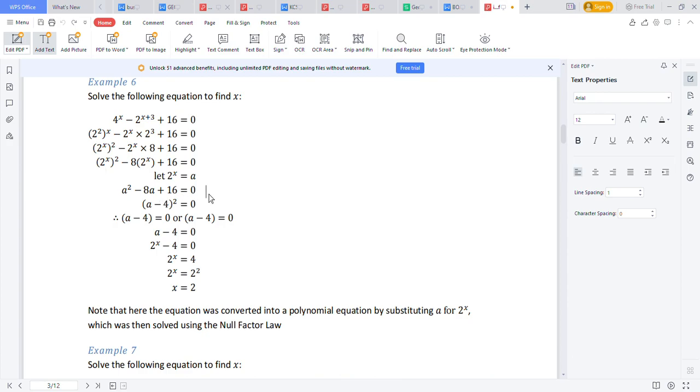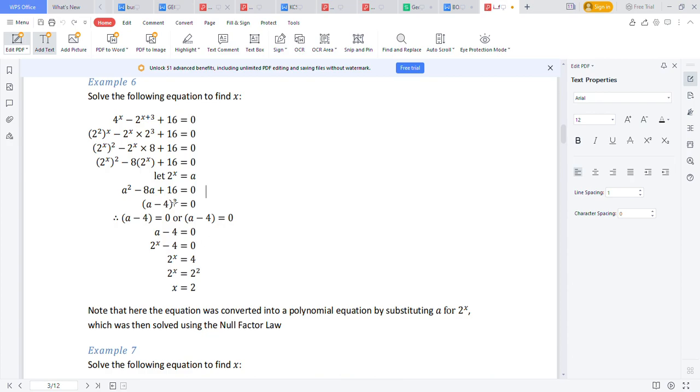Then from here we are going to have a quadratic equation. The first identity of quadratic equation: a squared minus b squared is equal to a plus b bracket a minus b bracket. So this is a perfect square. So you are going to have a minus 4, all of this squared, is equal to 0. So here you are going to have a minus 4 is equal to 0, or a plus 4 is equal to 0. So you are going to have a is equal to 4.